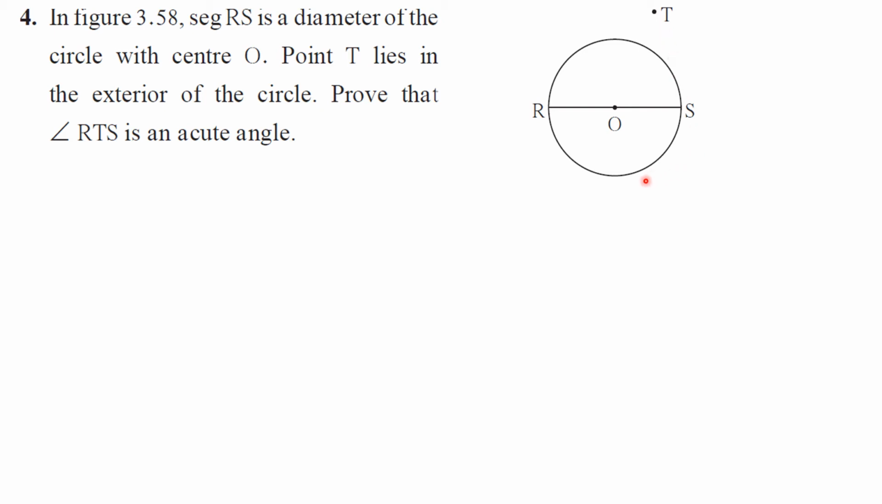Now, to solve this example, we have to make some constructions here. At first, join the points R and T. Then, this M is the intersection point of circle and segment RT. Name this point as M. Then join the points T and S, and again join M and S. This is our construction. So we can find here angle RTS, and we have to prove this angle as an acute angle.